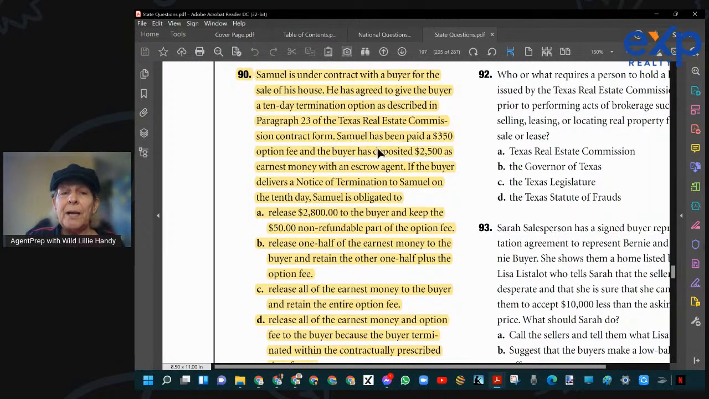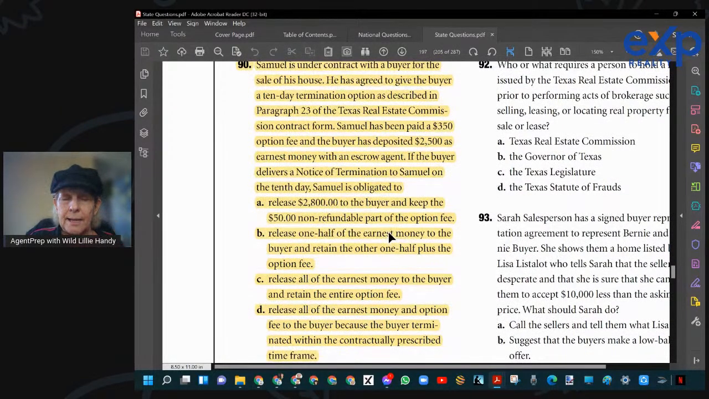So Samuel has been paid a $350 option fee, and the buyer has deposited $2,500 as earnest money with an escrow agent. If the buyer delivers a notice of termination to Samuel on the 10th day, Samuel is obligated to do what? And in today's world, it's the 10th day at 5 p.m. It used to be midnight. So that would be another question that would be old, outdated. Who's up and doing business at midnight? So it is 5 p.m., when most businesses close.